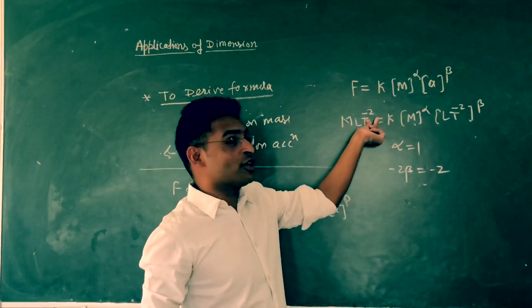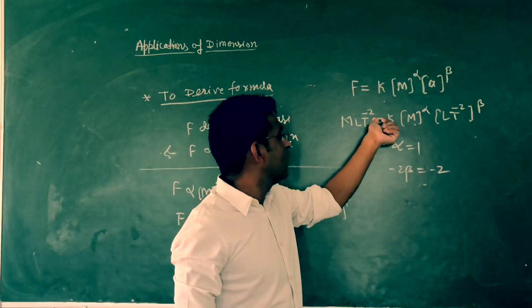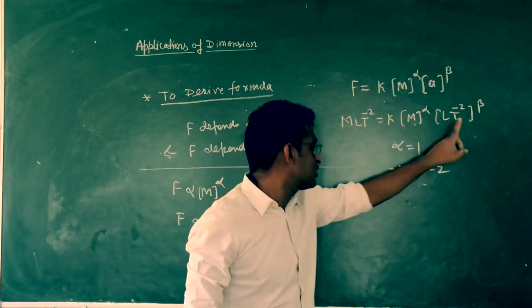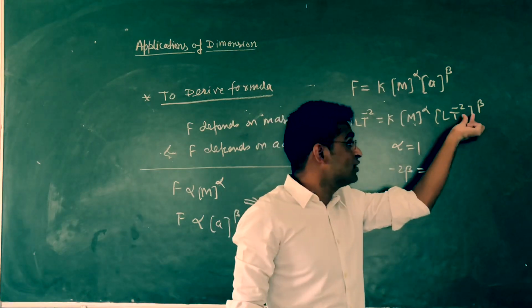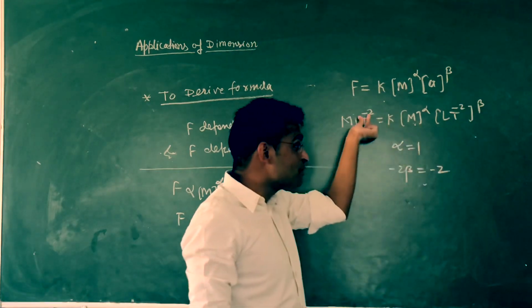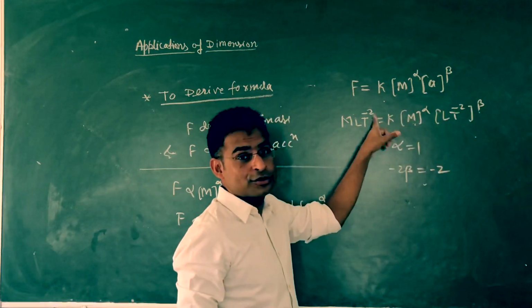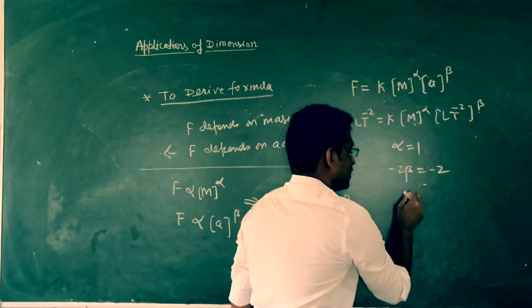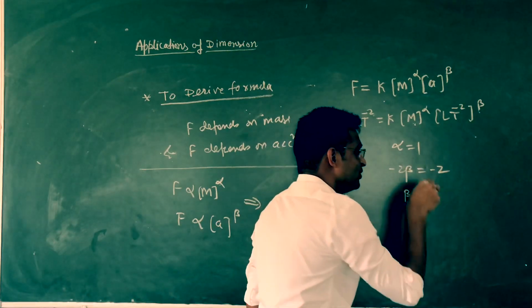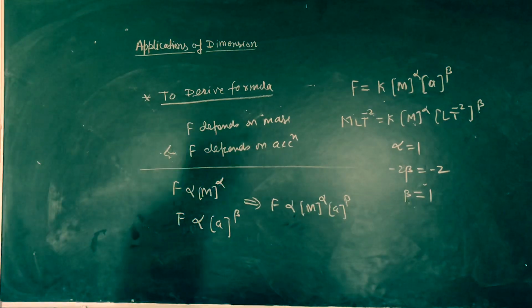The power of T over here is minus 2, and over here it's minus 2 beta. So I'll equate both: minus 2 beta is equal to minus 2. The powers of T on both sides will be equal. So the minus 2 gets cancelled, and beta is also equal to 1. It means I got alpha equal to 1, and beta is also 1.